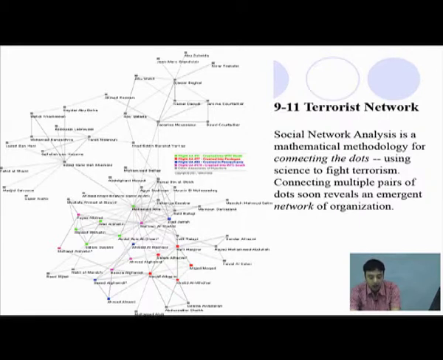Okay. So actually this analysis tells you how practically important the study of networks could be in the context of modeling such social or complex systems.